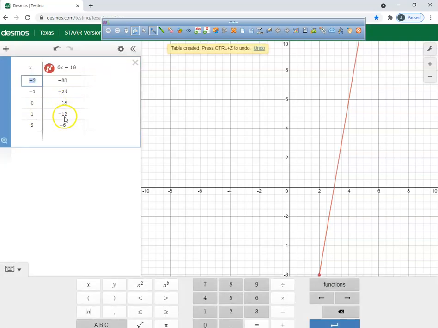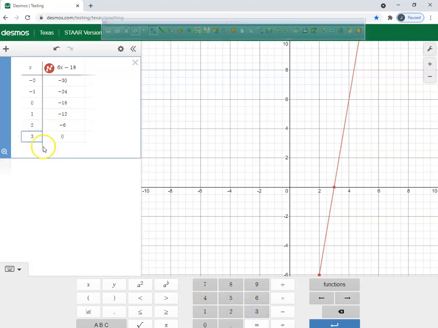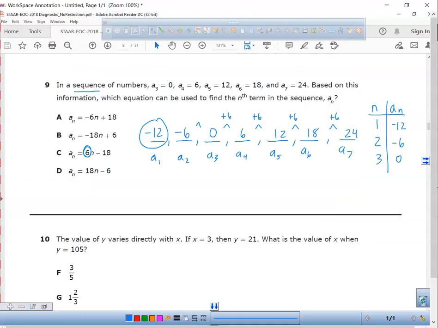Your first number is -12. Your second number is -6. What would be your third number? 0. Your fourth number. Do you see the pattern that we created on our paper? Does this match every single term? And that's how you prove. So you're not guessing through this. You're like, okay, that's the proof. That's why the answer is answer choice C, because it fits the pattern.